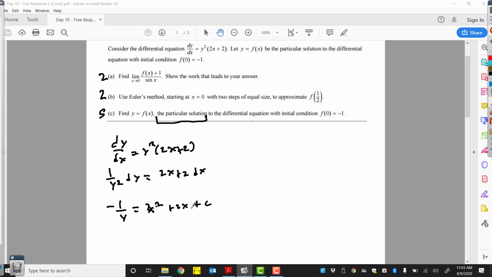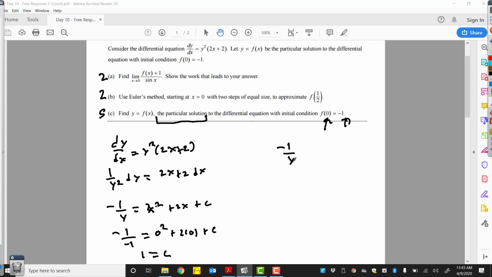Now, here's where some people differ. Me personally, I will solve for c here, because I can look at this problem and see, oh, this is eventually going to turn into a fraction, 1 over everything under there, and that's going to be really ugly. So I'm going to solve for c here. I'm going to plug in our initial condition of 0 and negative 1. So negative 1 over negative 1 equals 0 squared plus 2 times 0 plus c. Well, that leaves c to just equal 1. And now we can plug that in and solve.